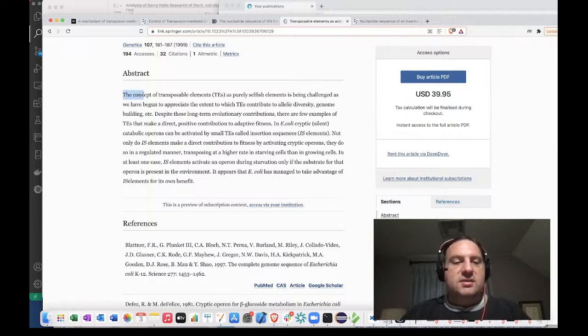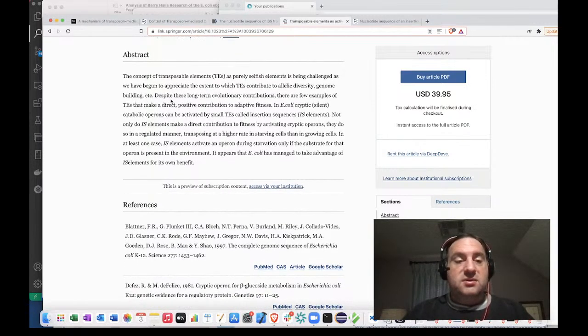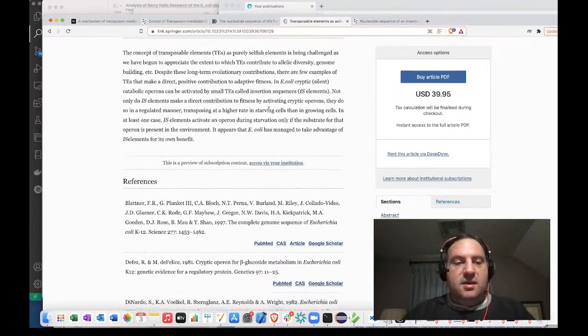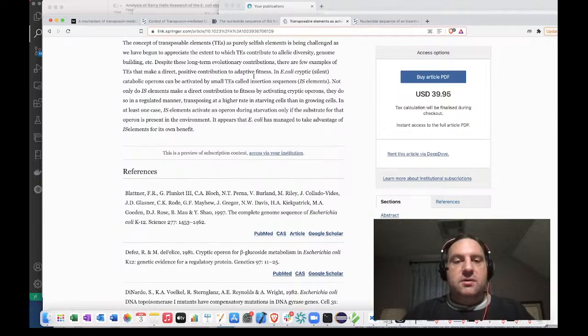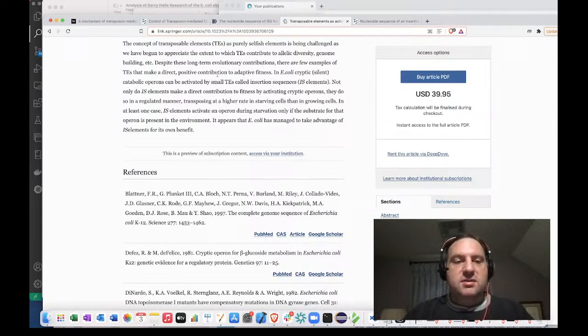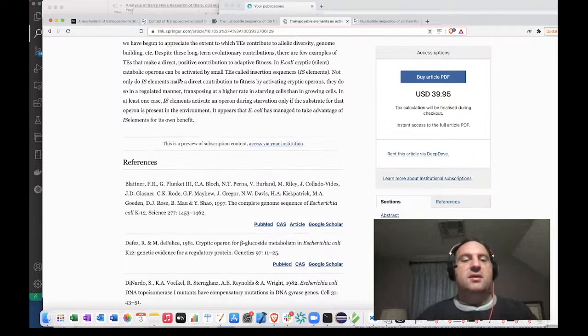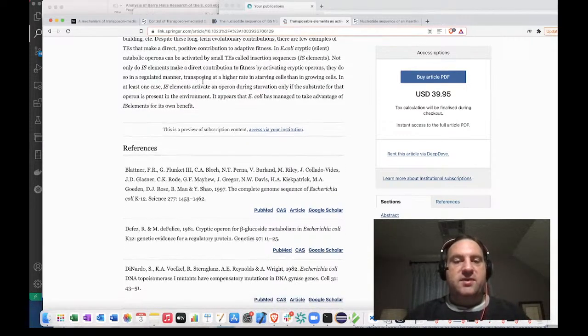So the abstract says the concept of transposable elements as purely selfish elements is being challenged, as we have begun to appreciate the extents to which transposable elements contribute to allelic diversity, genome building, etc. Despite these long-term evolutionary contributions, there are few examples of transposable elements that make direct positive contribution to adaptive fitness. So basically, we haven't found all the ways, we haven't always mapped how they're specific to helping, we just know that they're there. So, but there are some examples of transposable elements that make positive contribution to adaptive fitness.